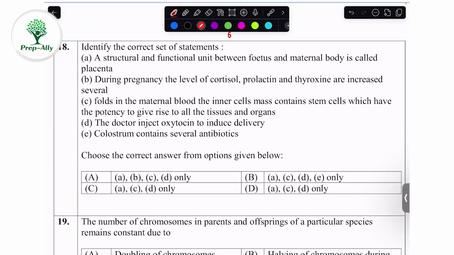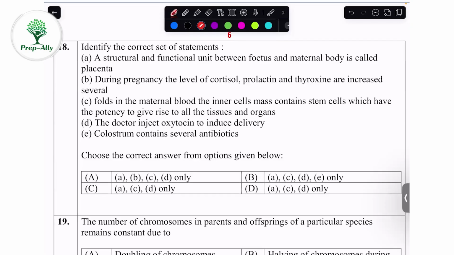18th question, identify the correct set of statements. A structural and functional unit between fetus and maternal body is called placenta. You have to find the correct statement. Yes, that's the connection between the mother and the fetus. Through that, the fetus obtains all the food, everything. Excretion, nutrition, every process happens through that placenta.